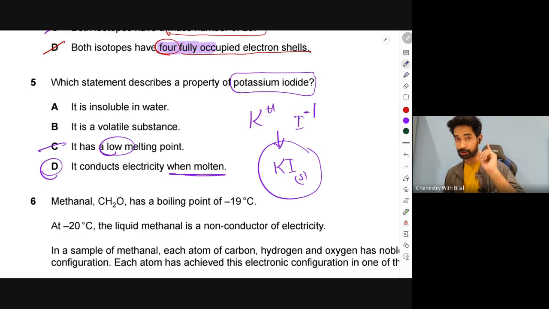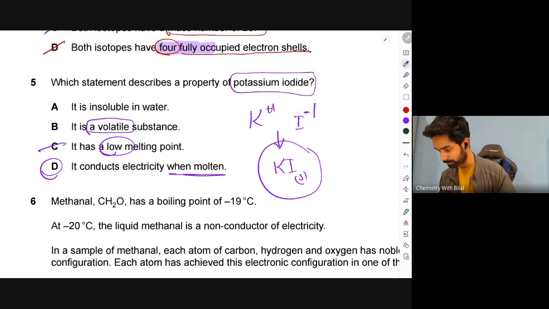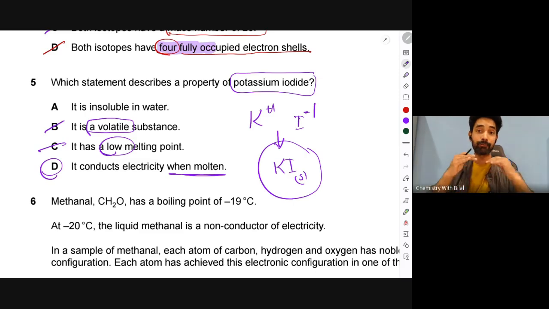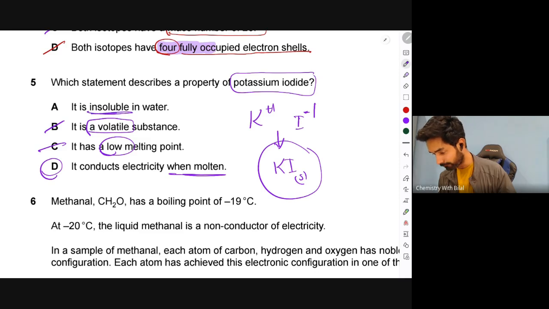Incorrect. Ionic compounds have giant ionic structures and high melting points. They are volatile. No, something that has a high melting point is not volatile. Volatile is something that has a low boiling point and turns into vapor easily. They are insoluble. No, they are soluble in water. So also incorrect.